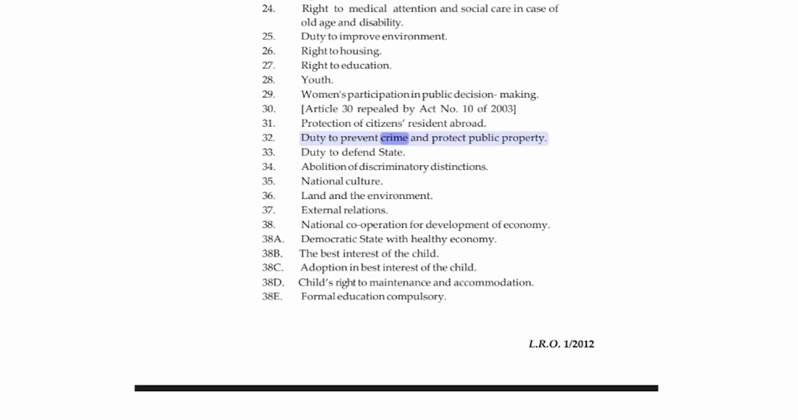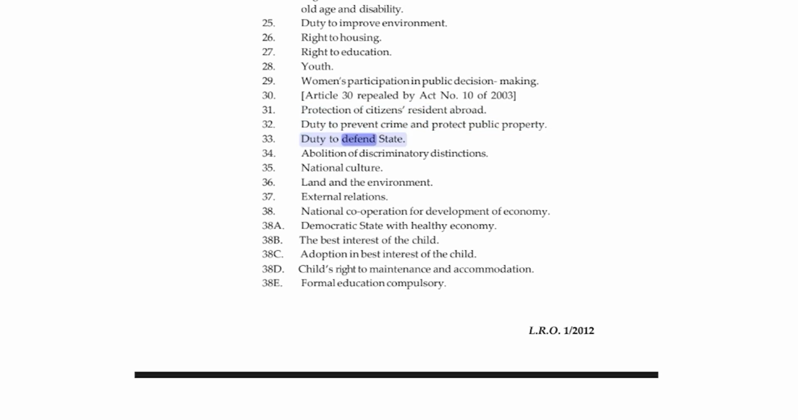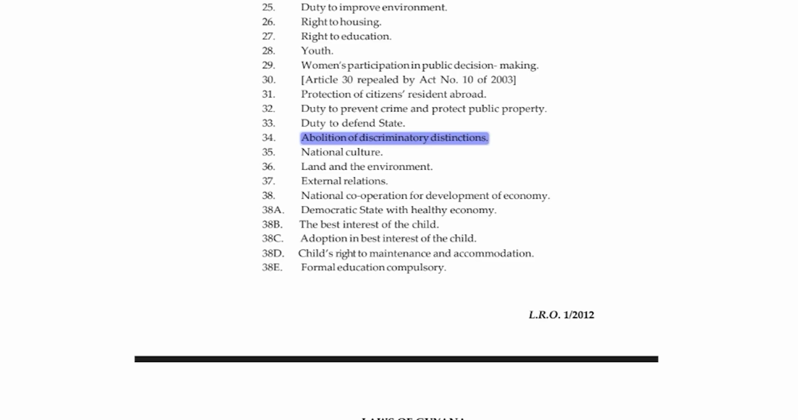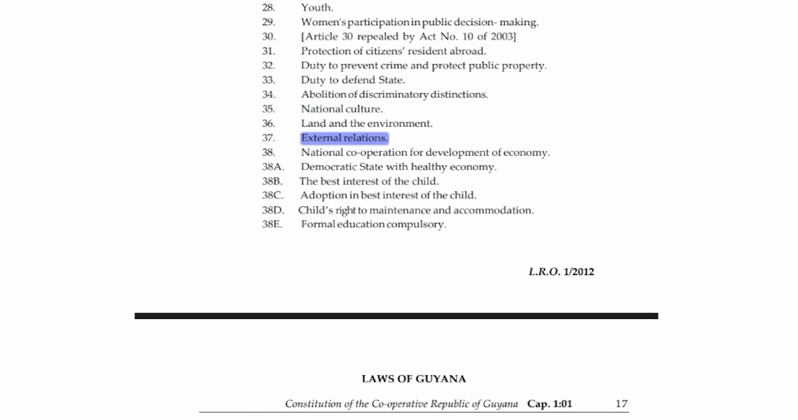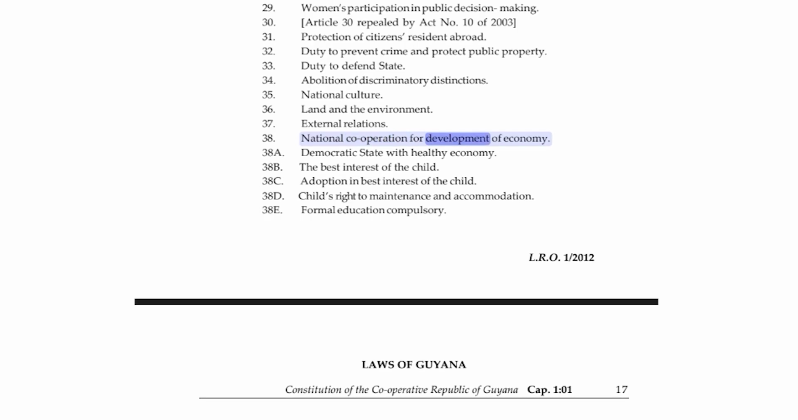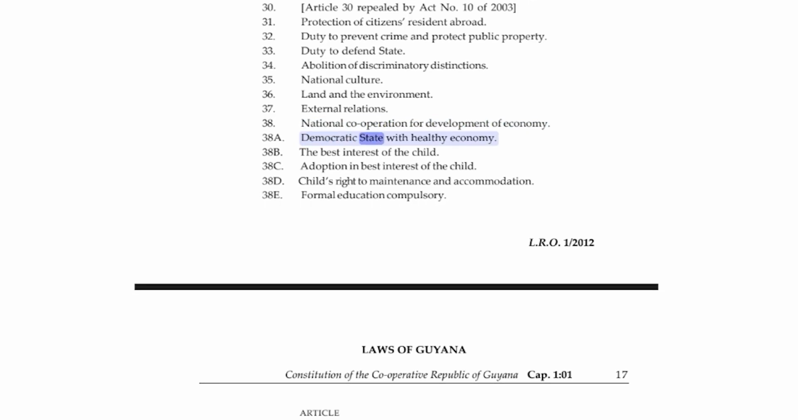Duty to prevent crime and protect public property. Duty to defend state. Abolition of discriminatory distinctions. National culture. Land and the environment. External relations. National cooperation for development of economy. Democratic state with healthy economy.